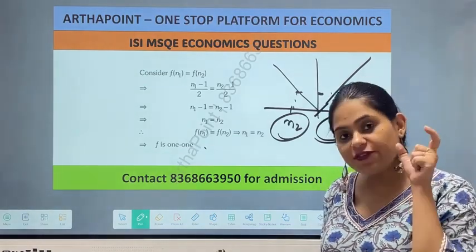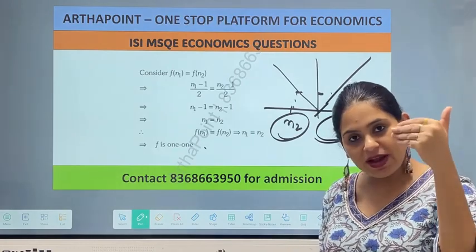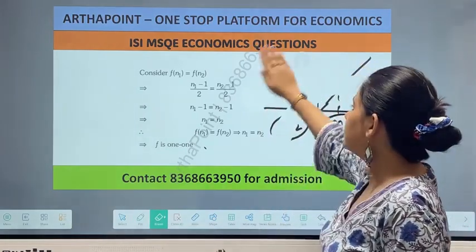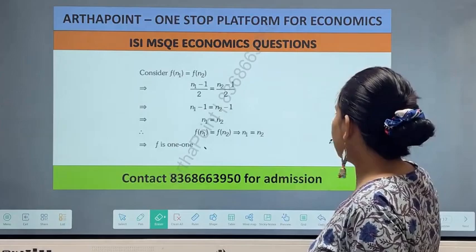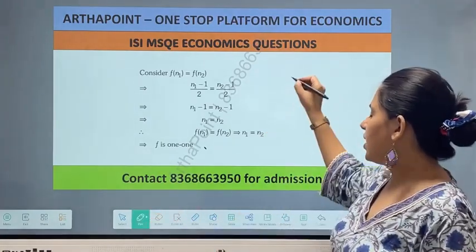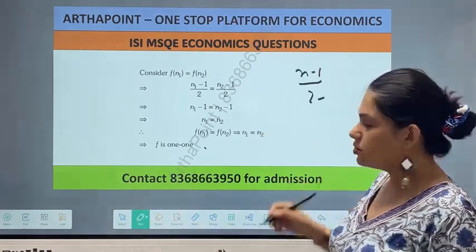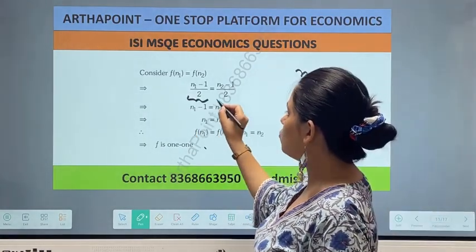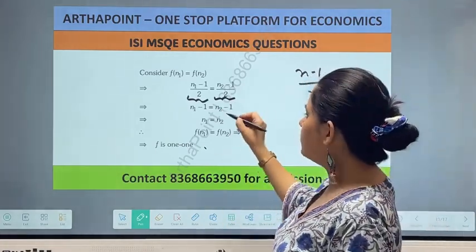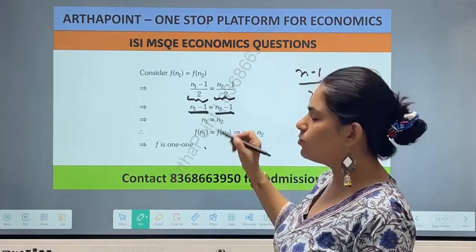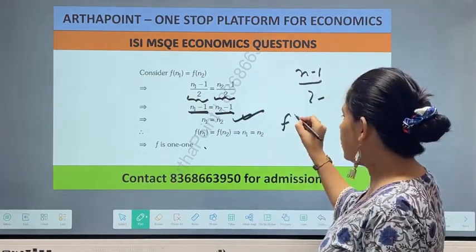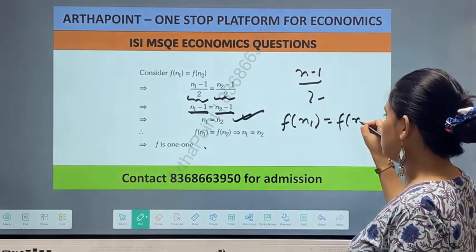Let's try this here. So when my n's are odd, beta, then what do I get? I will use the function n minus 1 by 2 now. So I took n1 minus 1 by 2 is equal to n2 minus 1 by 2. When you solve this, you will get n1 minus 1 is equal to n2 minus 1. This implies n1 is equal to n2. So I started by equating the function and I got that n1 and n2 are equal to each other. It means it is a one-to-one function.